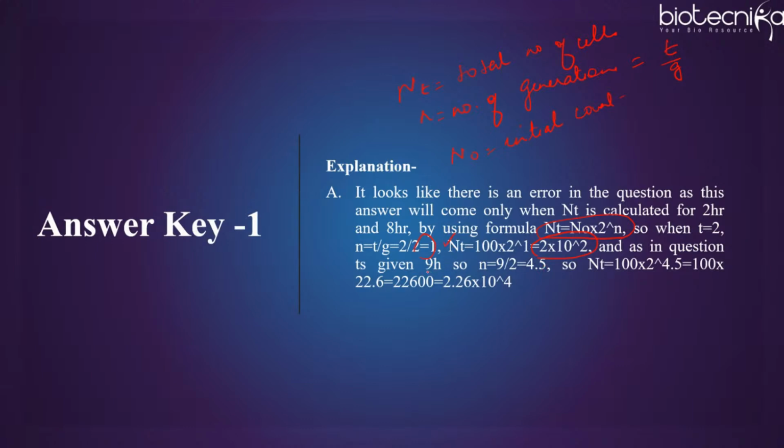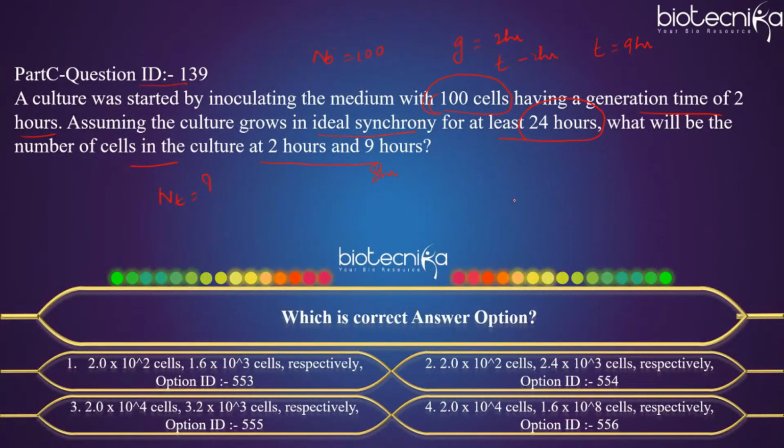Now in the second case, because they have given 9 hours, if you use 9 hours, N is 9 by 2, which is around 4.5. So NT becomes 100 into 2 to the power 4.5, which is around 2.26 into 10 to the power 4. But if you take 8 over here and do the same question, you will get option 1 as the right answer.